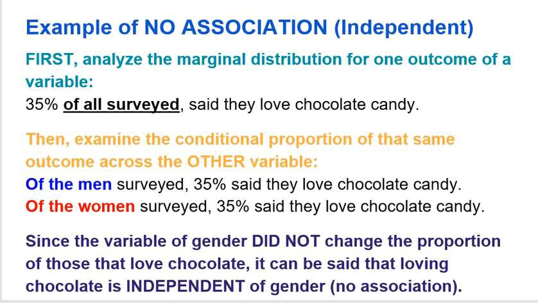Being a man didn't make me more or less likely to like chocolate. If you're a female, it didn't make you more. It was still 35%. Now, a lot of kids ask, does it have to be exactly the same? Well, no. I'll maybe give you a 1% wiggle room either way. But if it's super close, that's an example of no association, which means independent. Obviously, gender has nothing to do with you liking chocolate or not. That's an example of no association or independence.